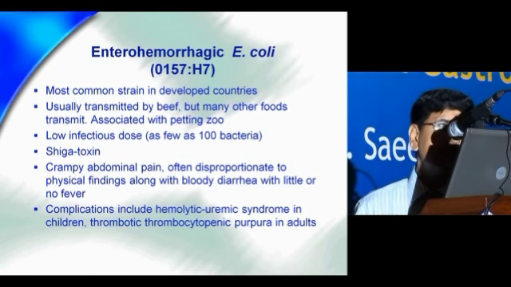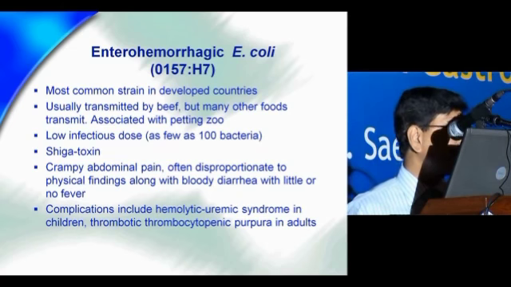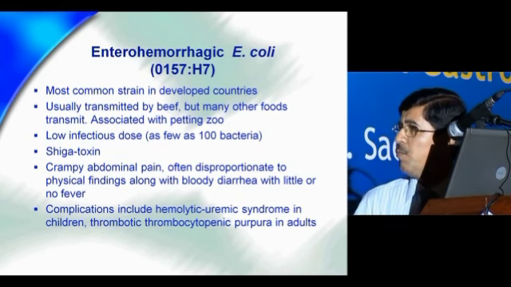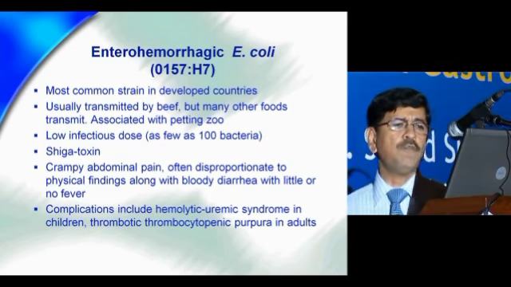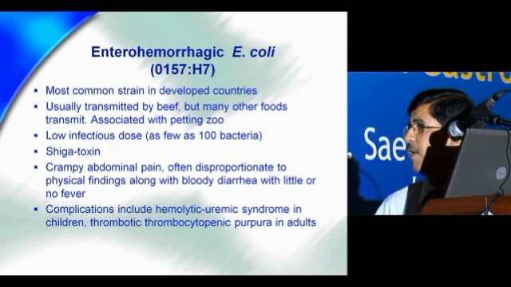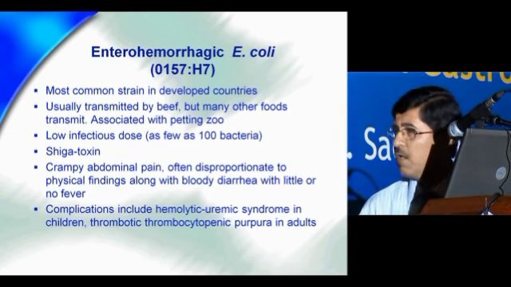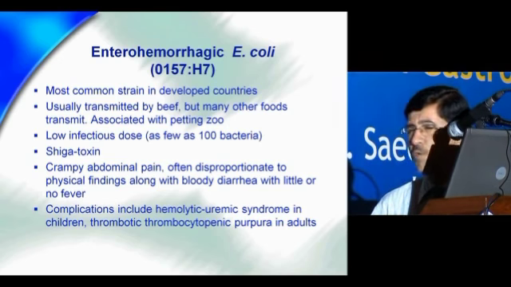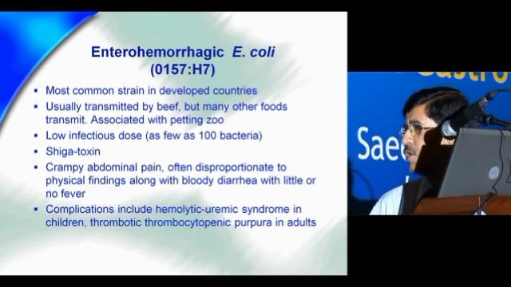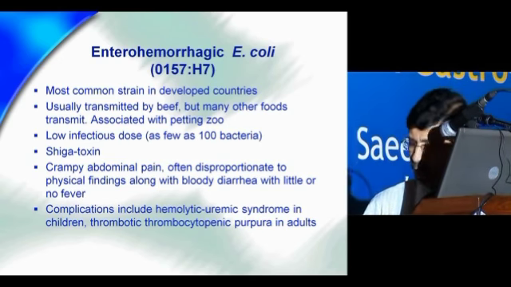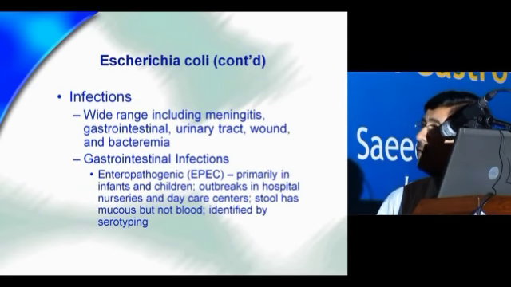There may be crampy abdominal pain, often with disproportionately mild physical findings, along with blood-stained diarrhea. Complications include, again, hemolytic uremic syndrome, especially in children. There may be thrombotic thrombocytopenic purpura. Then there is a wide range of disease including meningitis, gastrointestinal disease, urinary tract infections, wound infections and bacteremia.